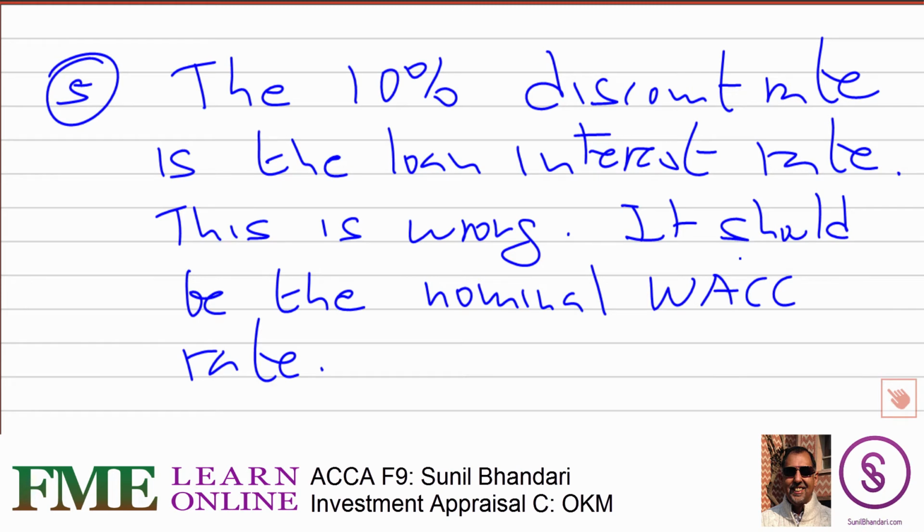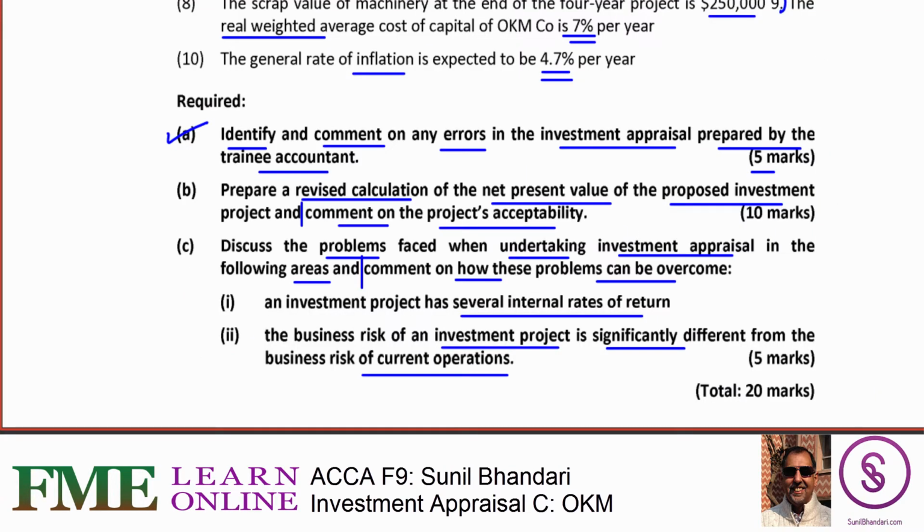So that's got the first 5 marks sorted there. Let's now have a look at the second requirement. The second requirement is to prepare a revised calculation of the NPV and to comment on the acceptability.